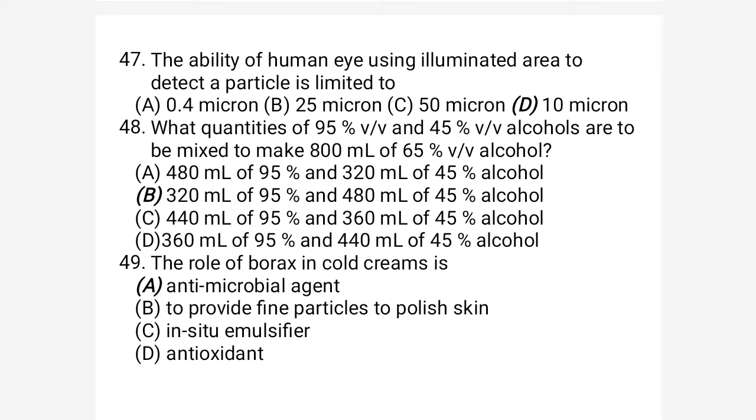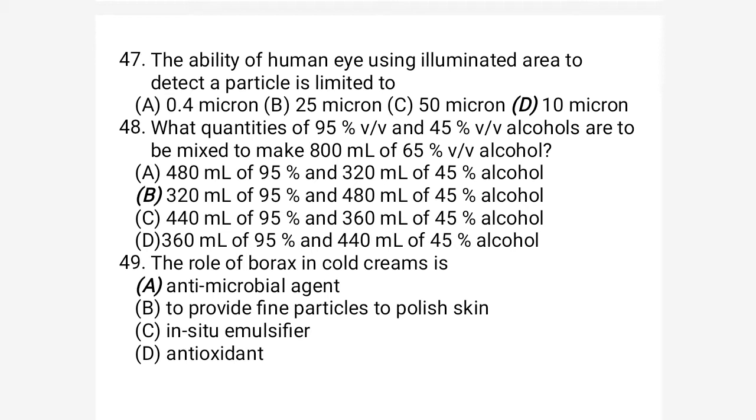Subtracting 65 from 95 gives 30, and 45 from 65 gives 20. So out of 50 parts, 20 plus 30 is 50, the 95% alcohol should be 20 parts, and the 45% alcohol should be 30 parts out of 50.